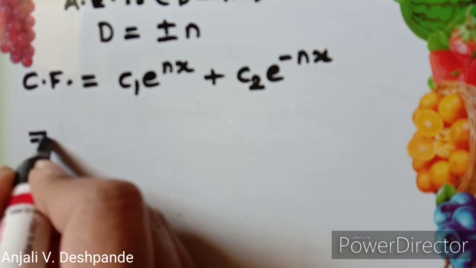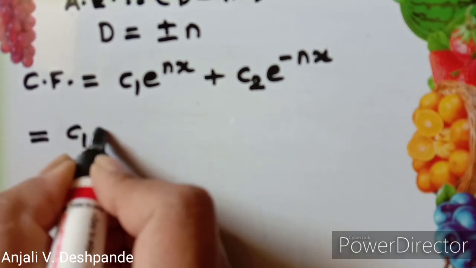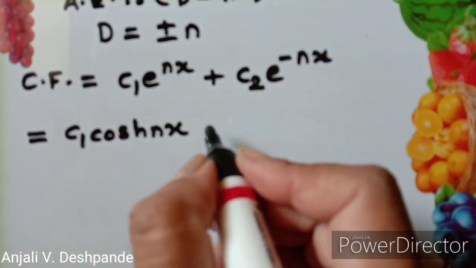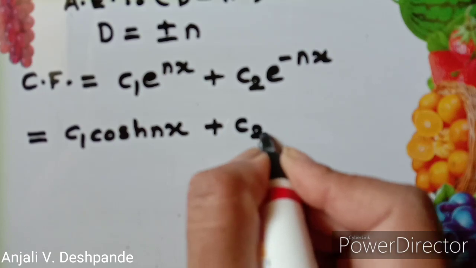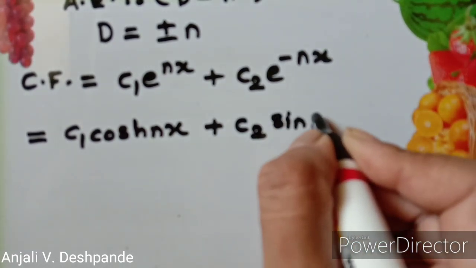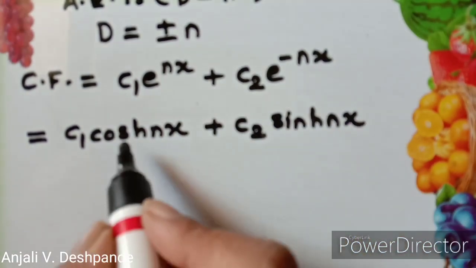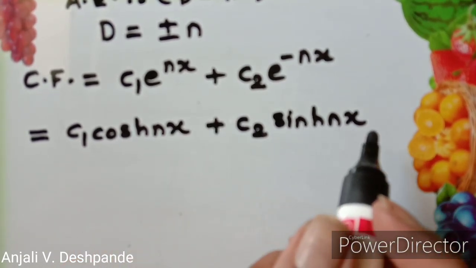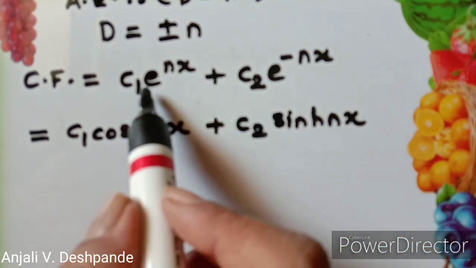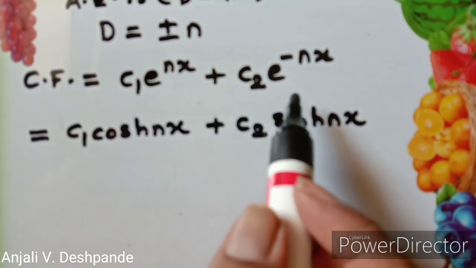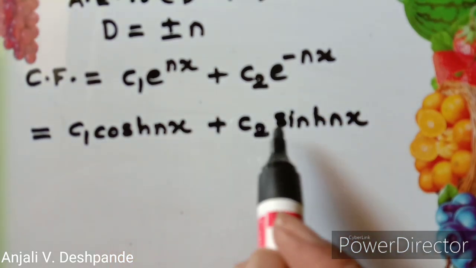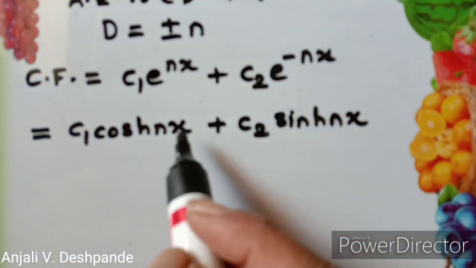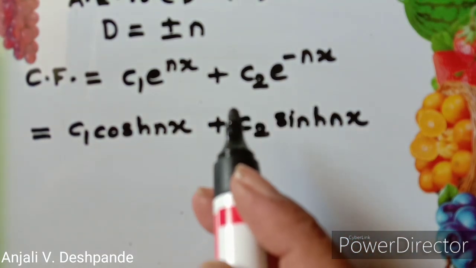So this is equal to C1 cos h nx plus C2 sin hnx. So you will have to recall the definition of hyperbolic functions, cos hnx, sin hnx, and then see why we could write this particular CF in this way. Just work out this part. Some part of whatever you studied on hyperbolic functions has to be recalled over here.